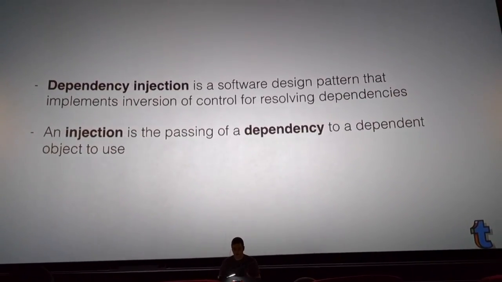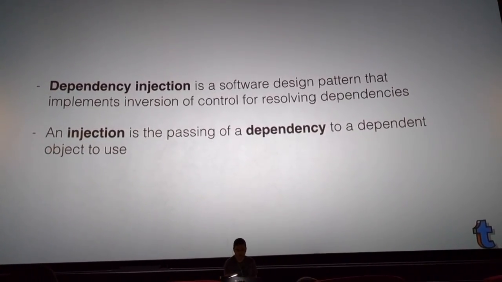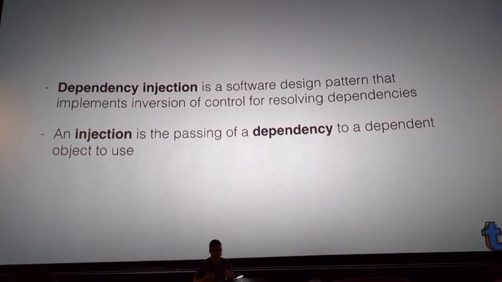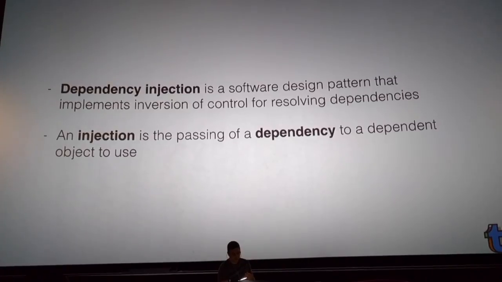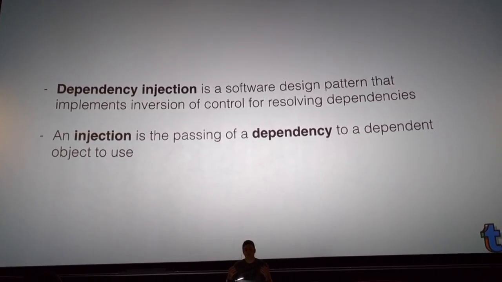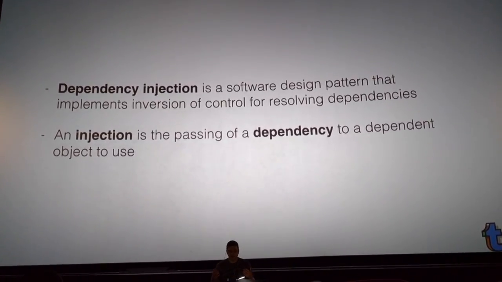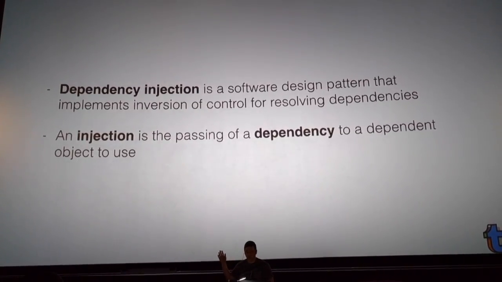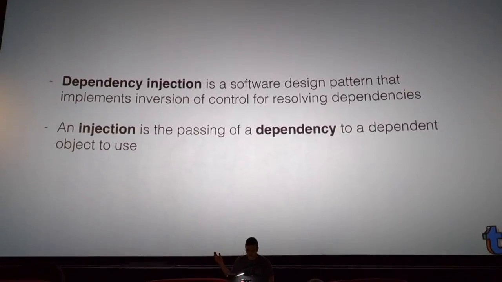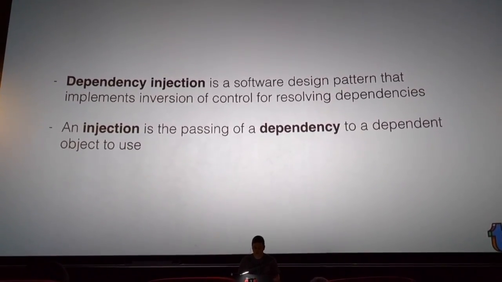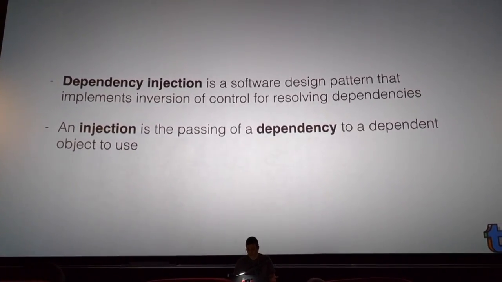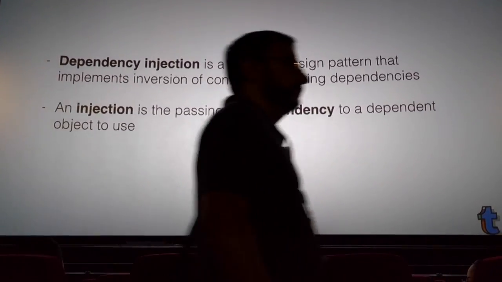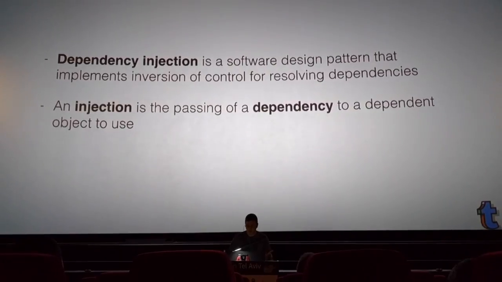And the way we do it is we use something called dependency injection. And that's a software pattern that helps us separate these two objects so they can live independently of each other. Just the dry definition: dependency injection is a software design pattern that implements inversion of control by resolving dependencies, and an injection is the process of passing a dependency to a dependent object to use.